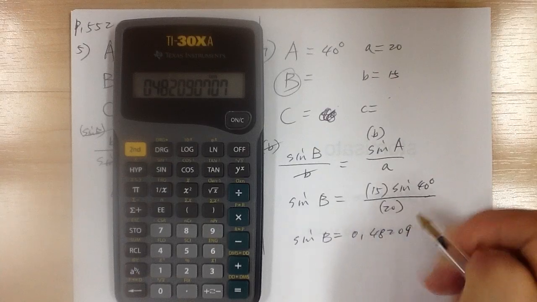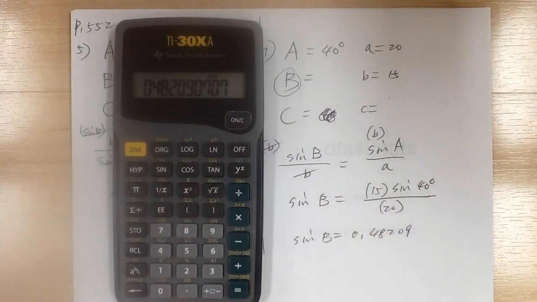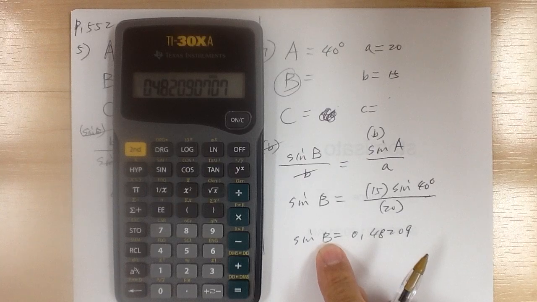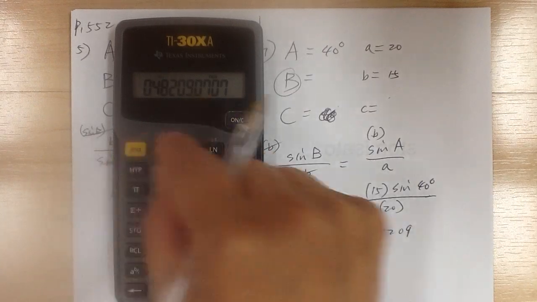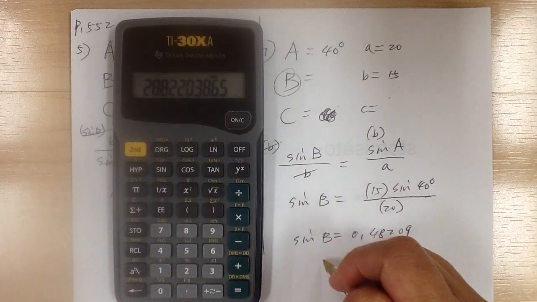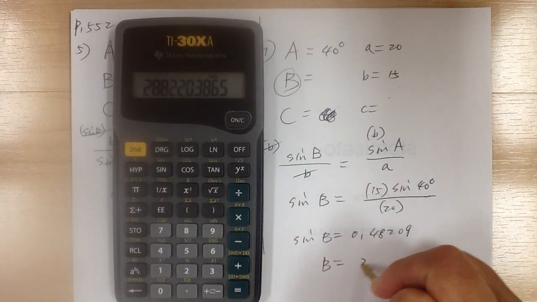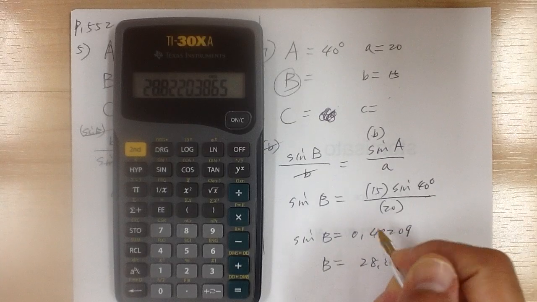0.48209. Okay, and again, do not erase, just use that number. And when you're looking for angle, you just go second function, so it'll be second sine of that. So angle B will equal 28.8 degrees.